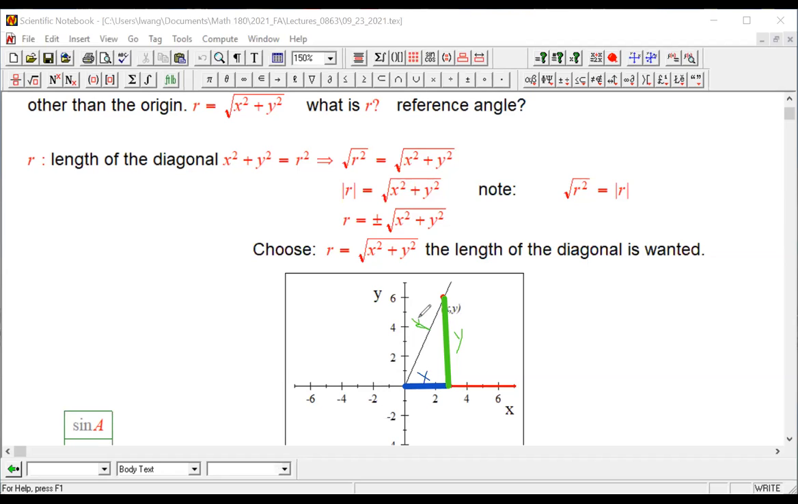In this process, this is r. Let me write it down. This is r. They're color matched. r is always taken, we always take the positive for the r.